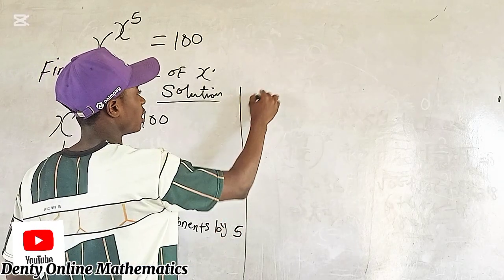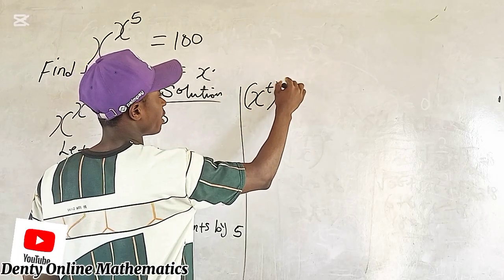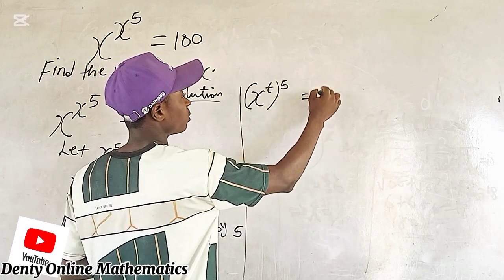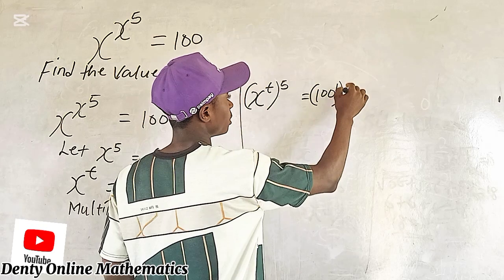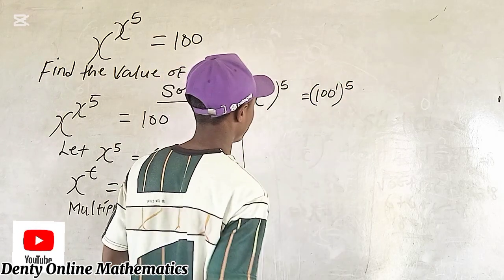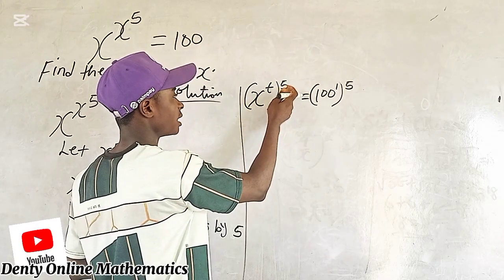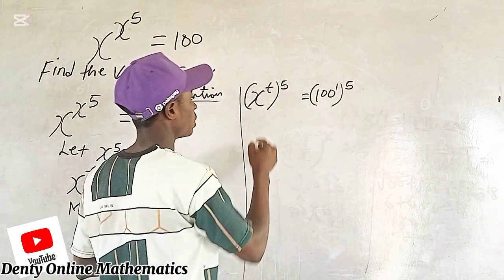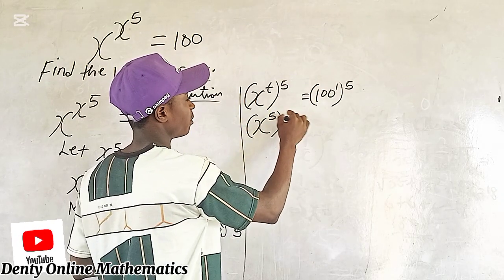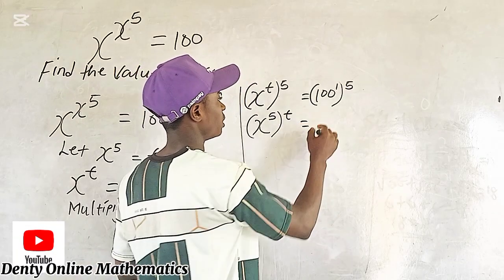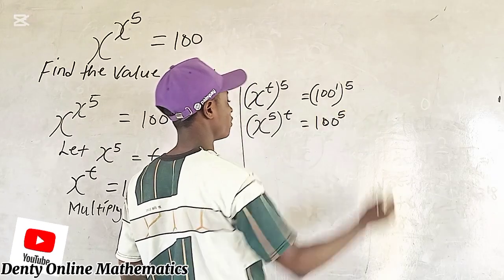Doing that, I'm going to have x raised to the power of t multiplied by 5 to be equal to 100 raised to the power of 1 multiplied by 5. Now, this can come inside because t times 5 is the same thing as 5 times t. So I'll have x raised to the power of 5 multiplied by t outside to be equal to 100. 100 raised to 1 times 5 is 5.